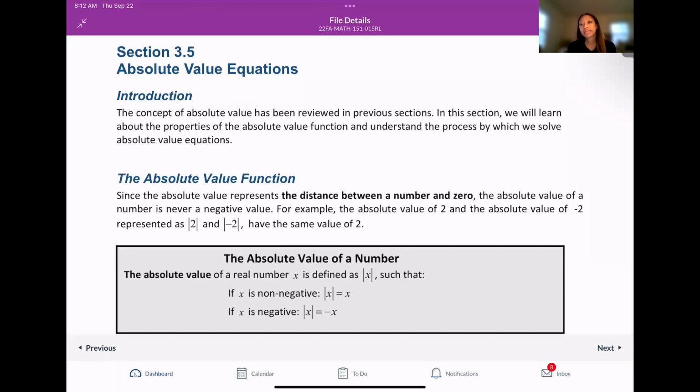So first, what is the absolute value function? The absolute value function takes any number that's put in and it makes it positive. So if x is a positive or non-negative number, 0 or positive, the absolute value of x is just x. But if you put in a negative number, the absolute value is the opposite of x, so negative x. Basically, again, the absolute value function makes whatever number you plug in positive. If you put in a positive number, it stays the same. If you put in a negative number, it negates it.